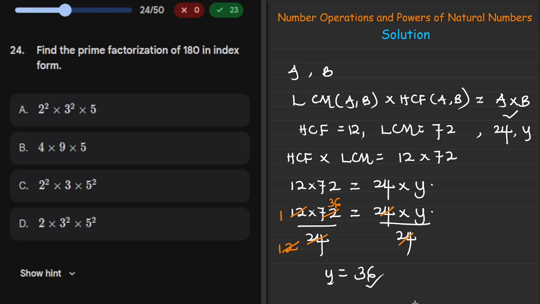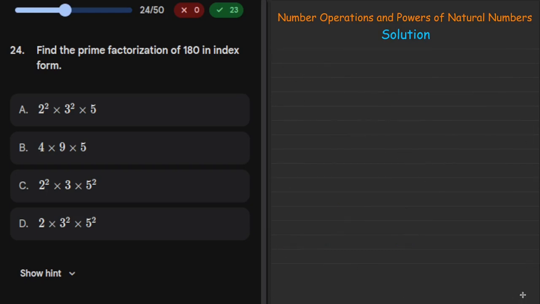Question number 24 says, find the prime factorization of 180 in index form. As we have done so far, you can either use your table method or the tree. So we have 180, and then what two factors of 180 do you know? We can get a 10 and then an 18 as well. For these two, they are all not what? Prime. They are all composite numbers.